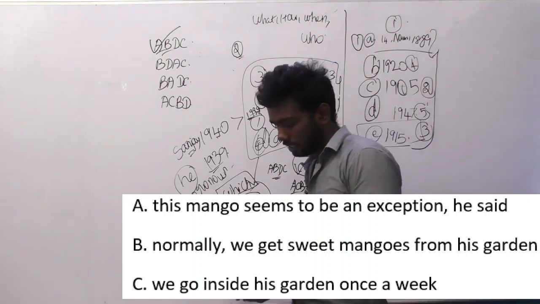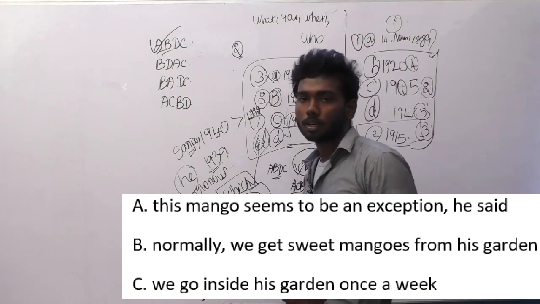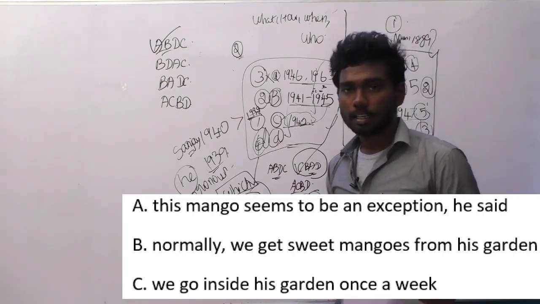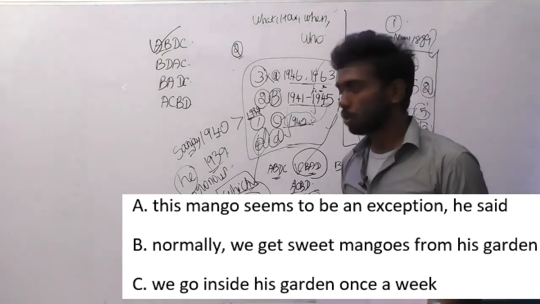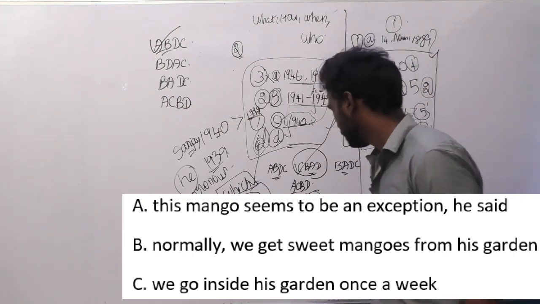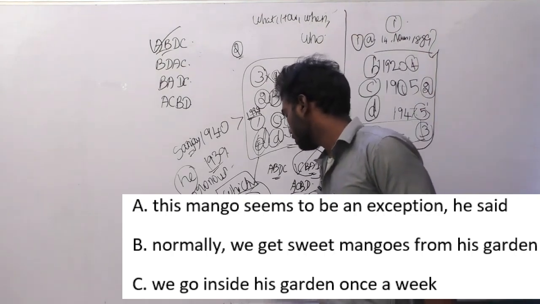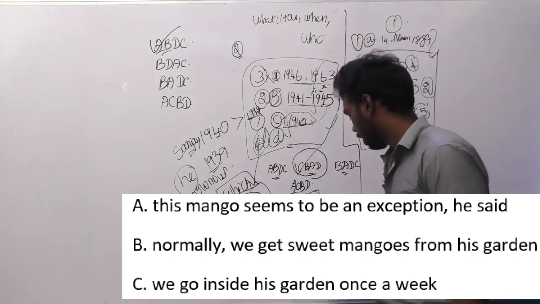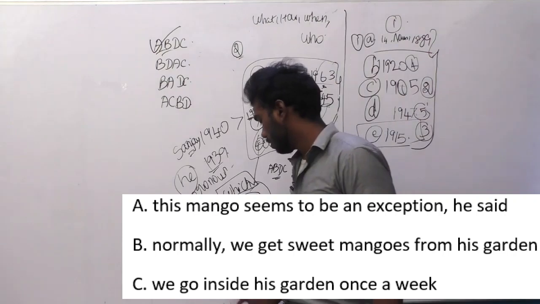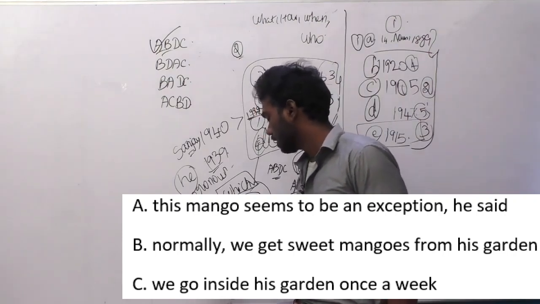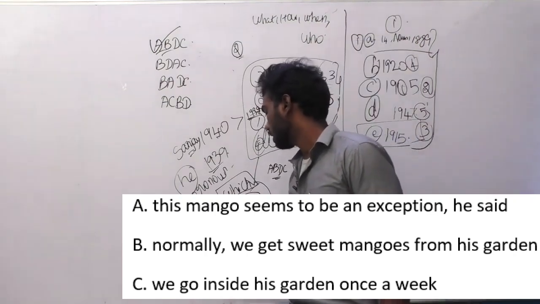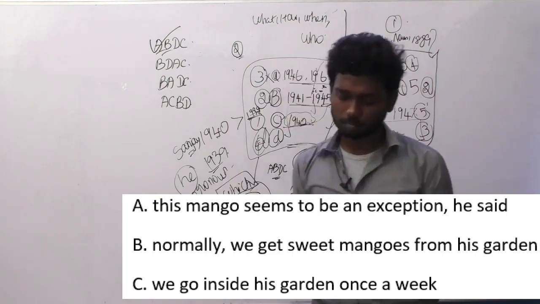So sentence C is, "We go inside his garden once in a week." Here they have changed the subject. We thought the main subject was he, but the main subject is we. The only subject in this question is we, and the word his is the object. I have already said the subject will be the initial point. So this will be the first one, the second one will be the sweet mangoes, and the third one will be this one, and the order is C, B, A. So this is the thing.